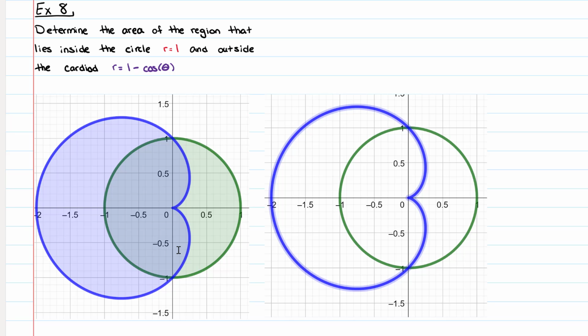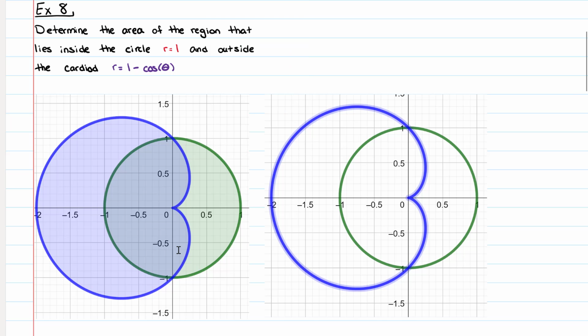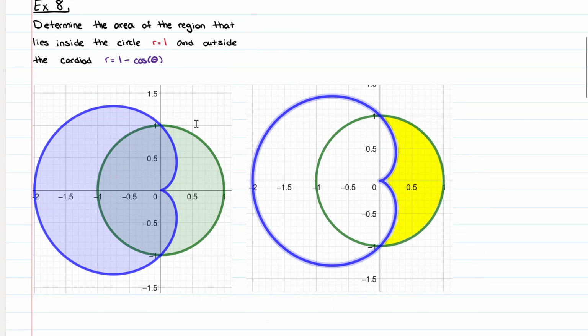What I did is I first imported my graph that has them all highlighted and colored however it came. And then on the right, I also put them without any shading, because on the right, I'm going to show you exactly which part of this graph you're going to want. We want the inside of the circle and the outside of the cardioid. So the outside of the cardioid is this part here. That's the part that we're going to want, so I'm going to highlight that a little cleaner. The yellow highlighted region represents the area that we want.